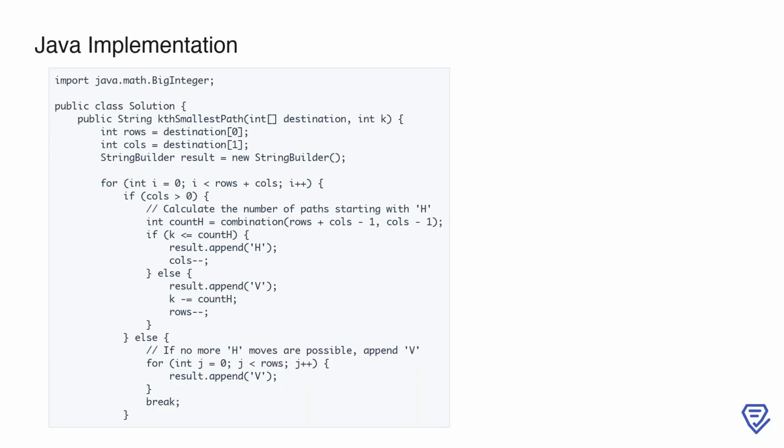Here, we start implementing the solution for finding the kth smallest path using Java. First, we import the necessary library for handling large numbers, specifically BigInteger, which will be useful later for computing combinations.